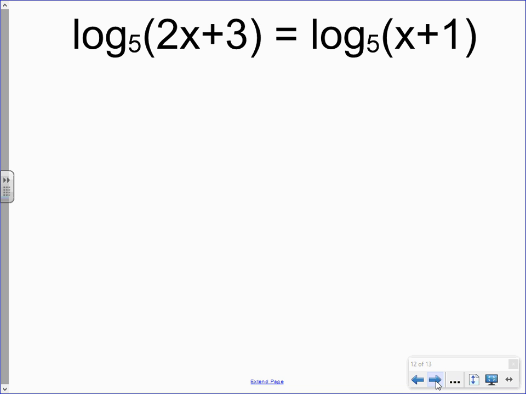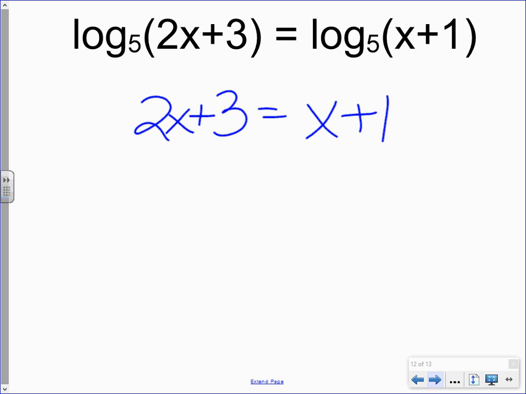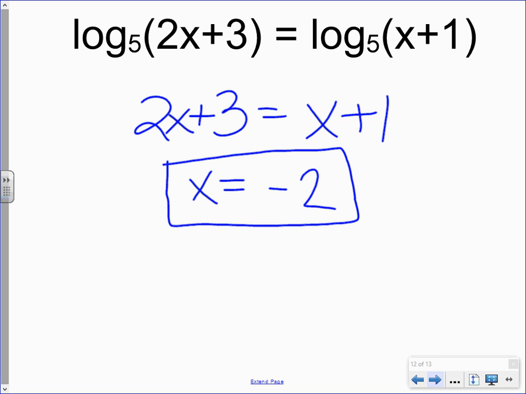They should be equal. So since log base 5 of 2x plus 3 equals log base 5 of x plus 1, then 2x plus 3 should equal x plus 1. Which means x equals -2. Is -2 an appropriate answer? No.